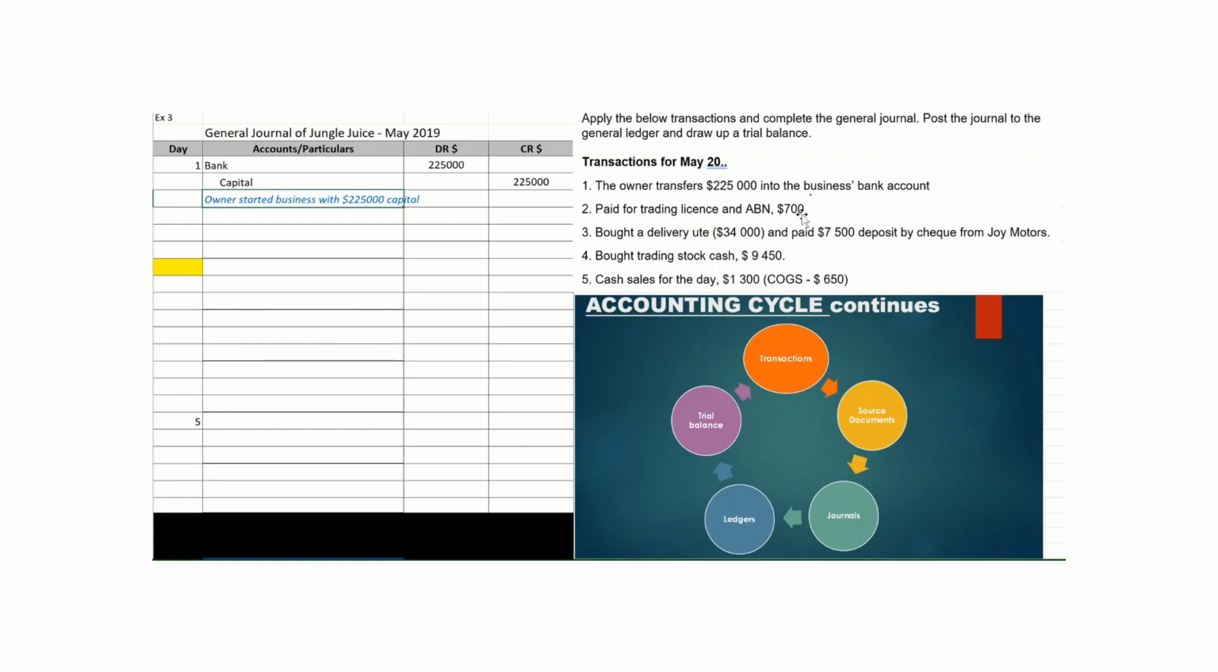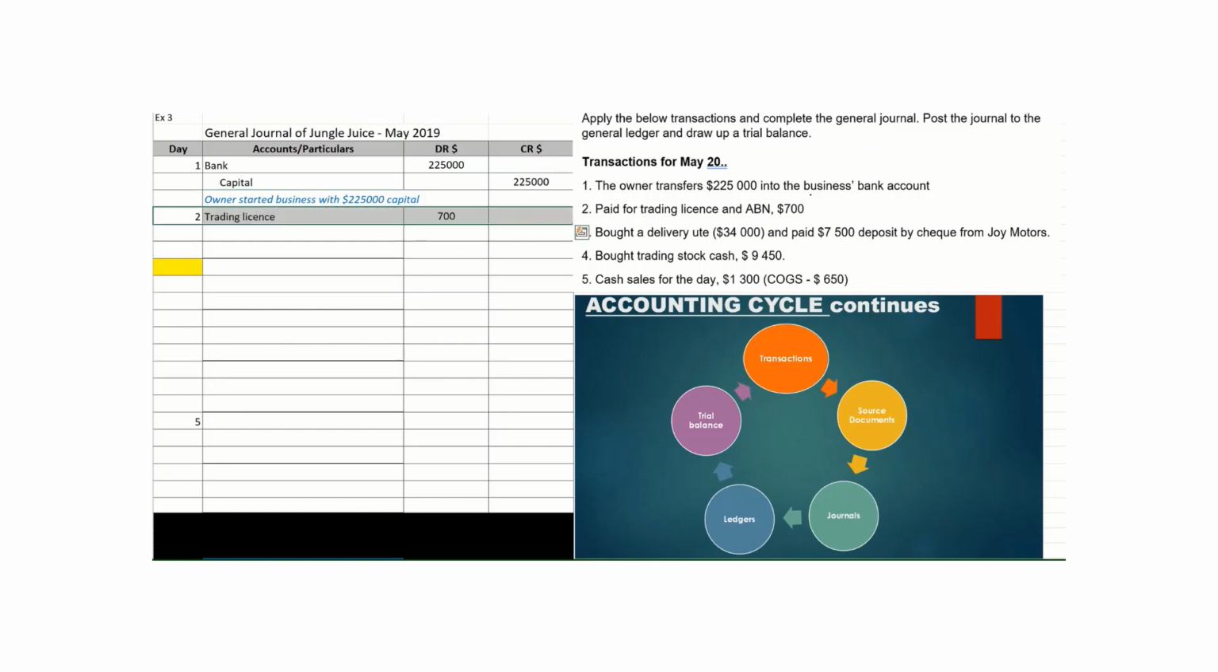If we go to the second transaction, paid for a trading license and ABN, $700. Again, you've got to work out what are the two accounts involved. Now, if you look here, the verb says paid, so I know bank is involved. When we pay, at this stage, you should know that bank decreases. Now, what did we buy or what did we pay for? A trading license and an ABN. And that is an expense to the business.